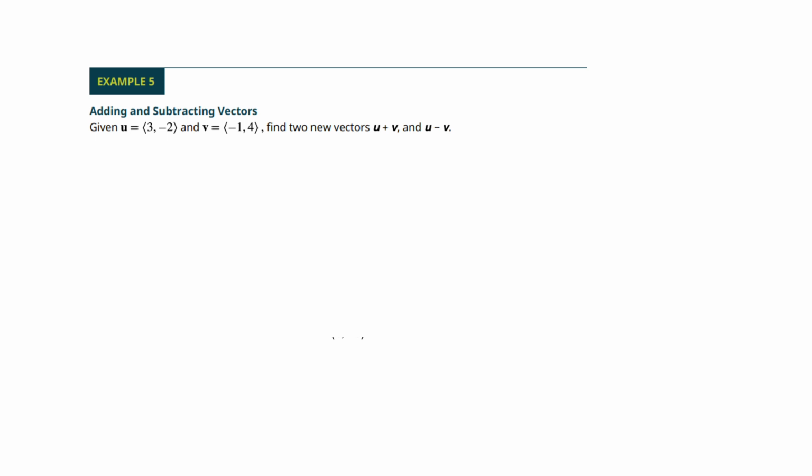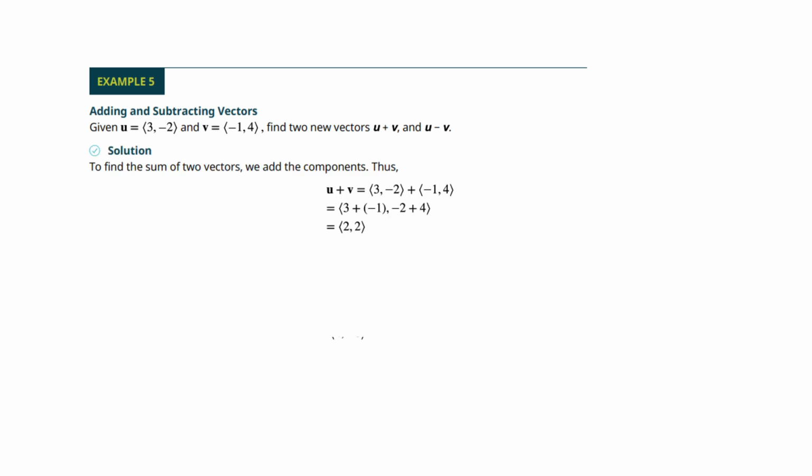So if you want to add two vectors, if vectors are made up of those components, the x and the y, we're just going to add the components. So if I'm doing 3, -2, and the point -1, 4, I'm just going to add the x's, and I'm going to add the y's.